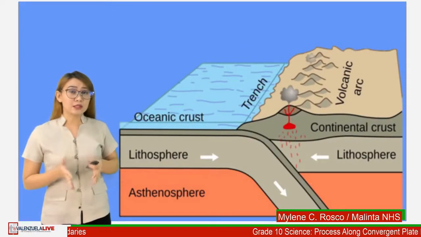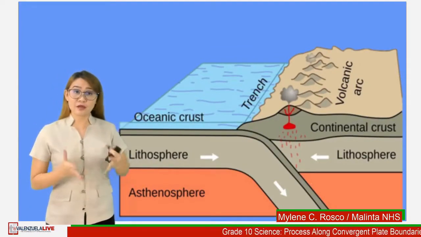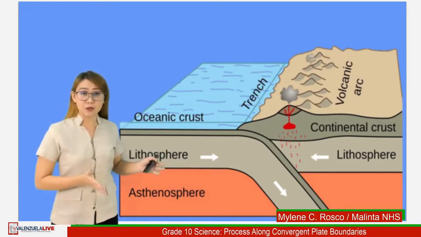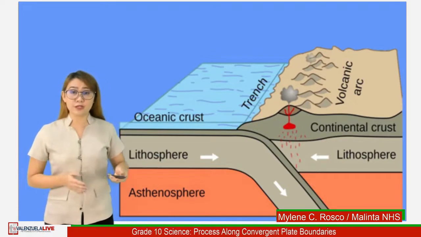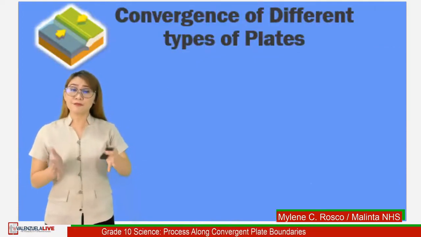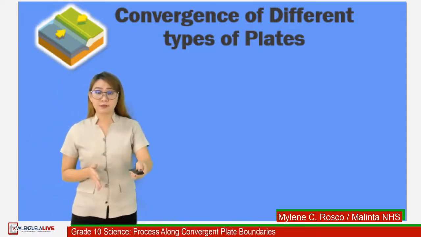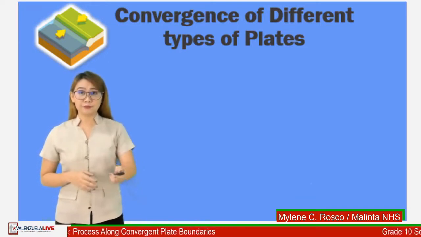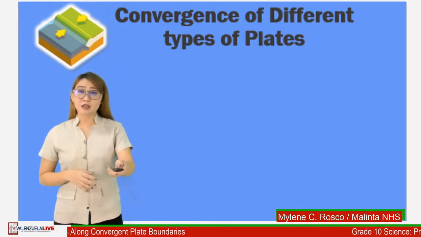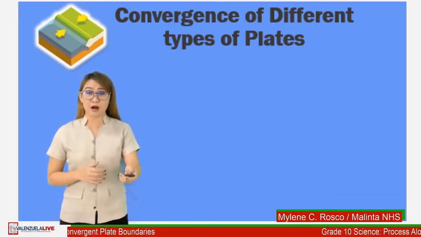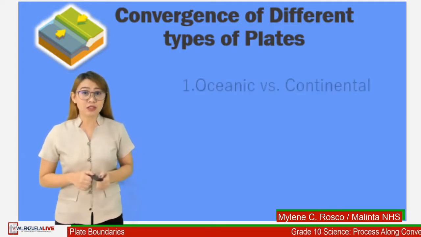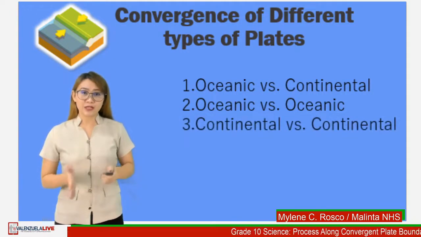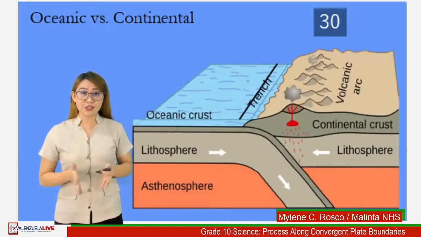Take note, students, that the processes, features, and events that will occur along plate boundaries will depend on the type of lithospheric plate involved. Now, in the case of convergent plate boundary, we have three types of collision. First is the collision between oceanic and continental crust. Second is the collision between oceanic and oceanic crust. And third is the collision between two continental crusts. Now, let us start with the first type of collision.